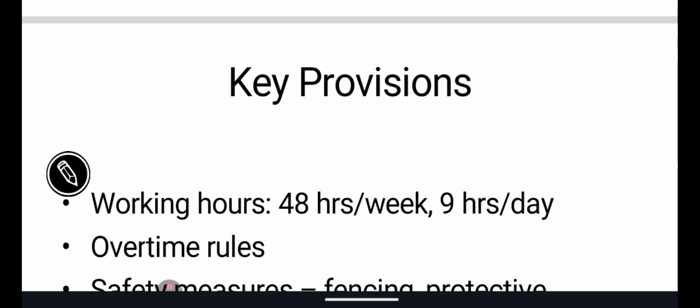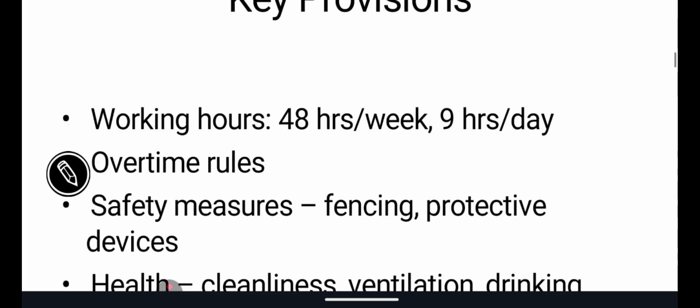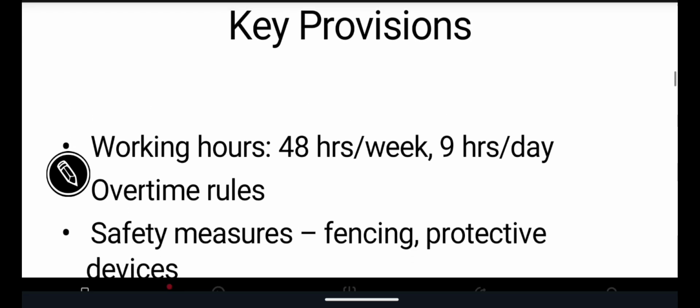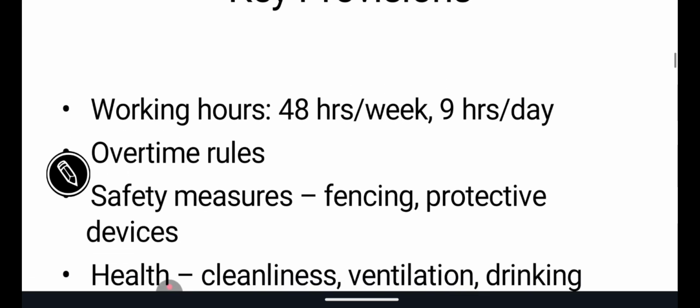Now the key provisions. What are the key provisions? Working hours have to be around 48 hours a week and 9 hours a day. Overtime rules. Safety measures, fencing, protective devices. Now this slide talks about the key provisions. Working hours should be 48 hours in a week and 9 hours a day.